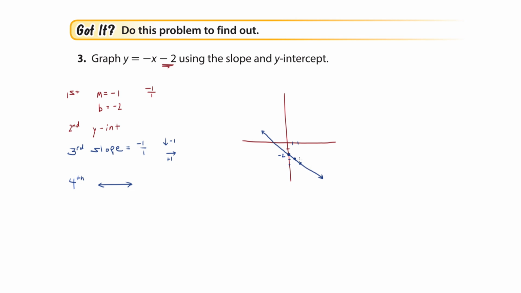You could even pick a point and check the x and the y to see if they work in this equation. If I take this point, it appears to be at 2, negative 4. If I put in a 2, I should get negative 4, and I can confirm that that does work. Negative 2 minus 2 is negative 4. So I'm quite confident that that point is correct, and there's my line right there. And that's it.